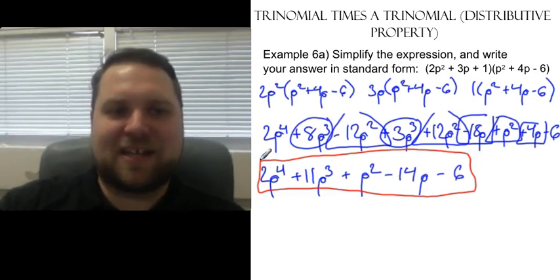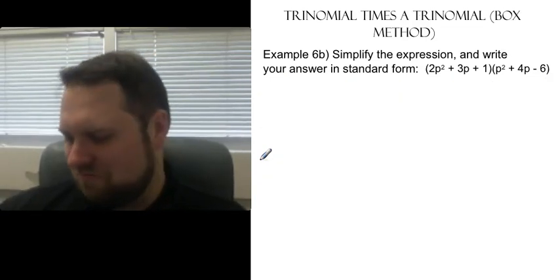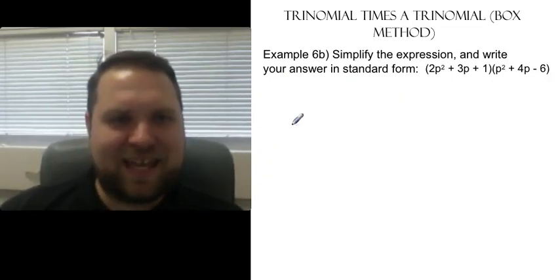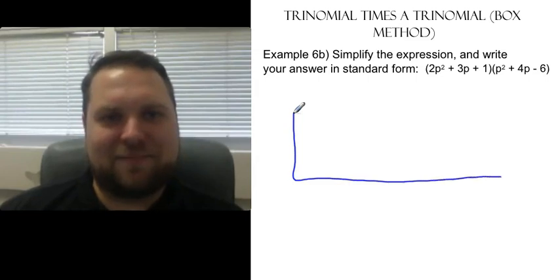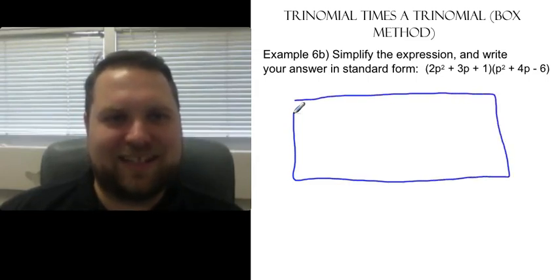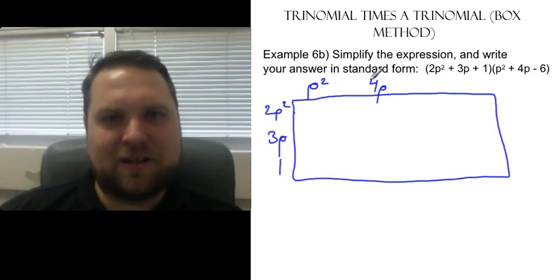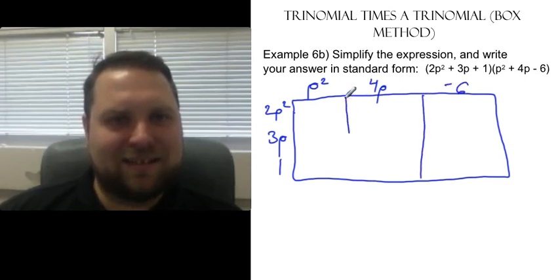So let's look at it in box method. If you like that better, we can use the box. Ain't nothing wrong with that. So I'm going to draw my admittedly larger box for this one. And then I want my first polynomial down the side, p squared, 3p, and 1. And then my second polynomial across the top, p squared, 4p, and minus 6. Don't forget your sign. Draw lines between each of the terms.